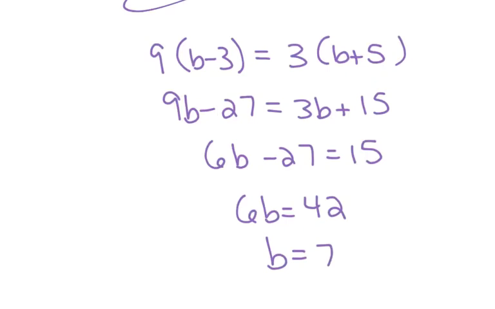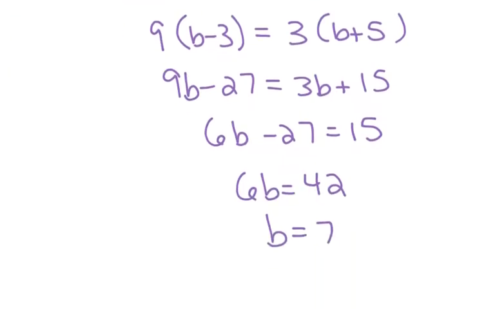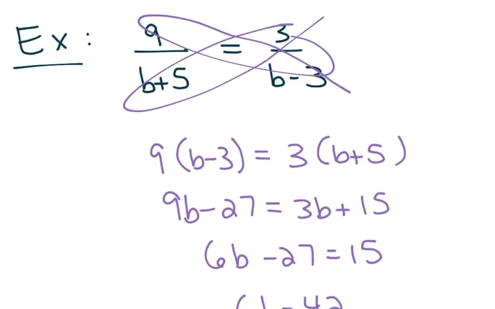So now I have to ask myself, does 7 make either of those denominators equal 0? And since it doesn't, that's good. That's the solution. What if I got one solution, and that one solution did make one or both of the fractions undefined? Then the solution would just be no solution. Remember, it's possible to have an equation that has no solution.